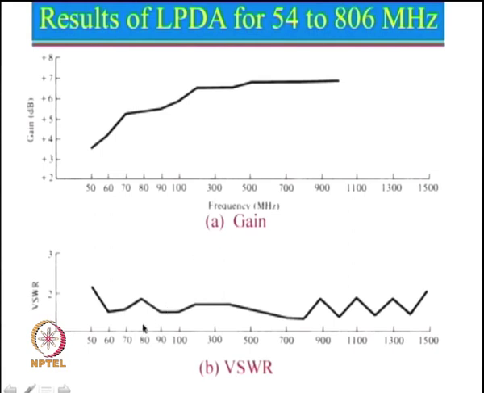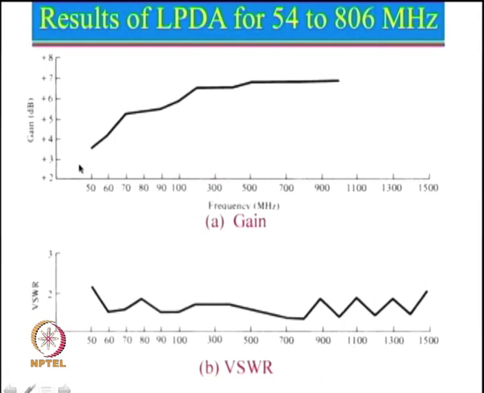So, I will first talk about VSWR. You can see here, this is the VSWR 2 line which is going over here. You can see that VSWR is less than 2, right, starting from 50 megahertz, even beyond 1500 megahertz also VSWR is less than 2. So, you can see that it has a very large VSWR bandwidth.